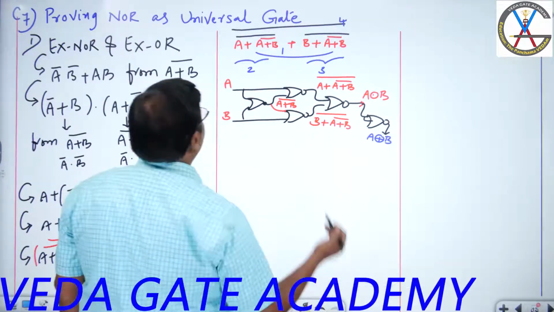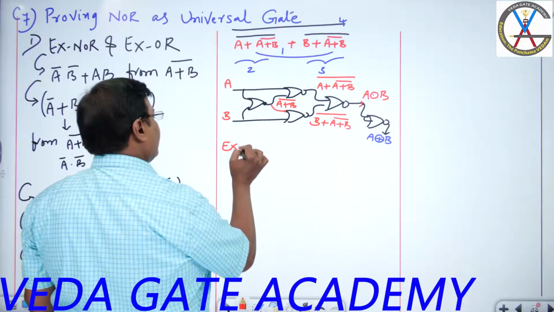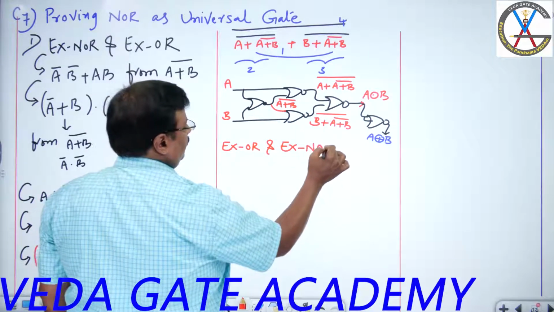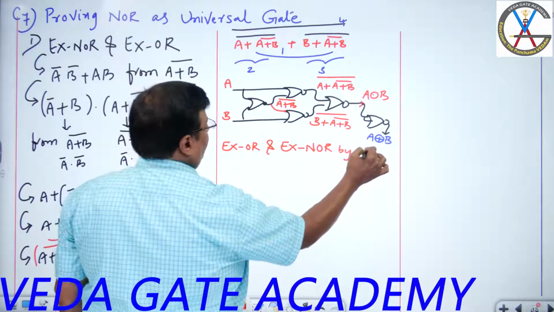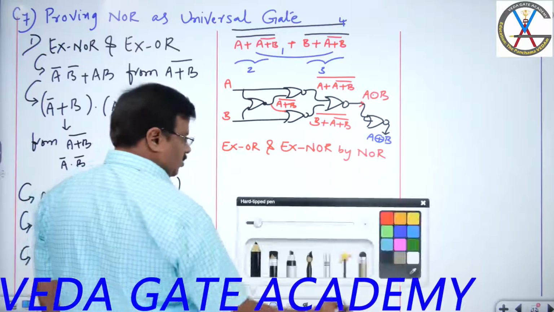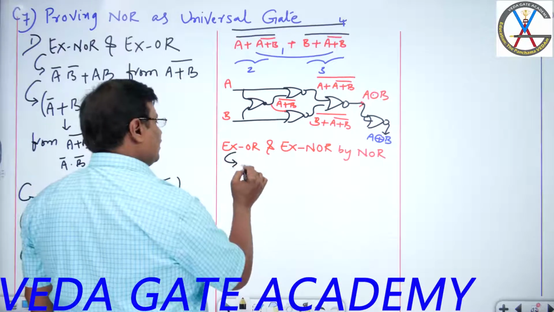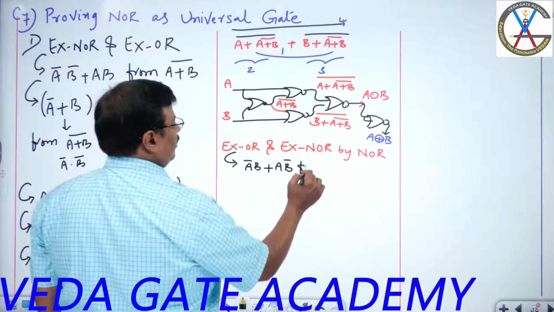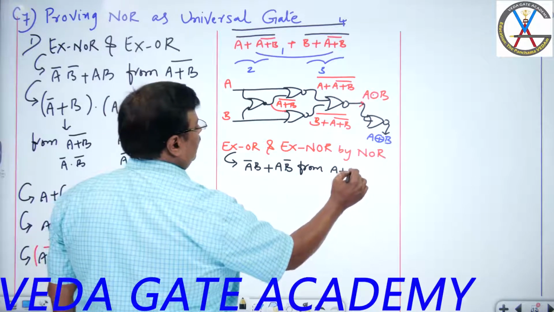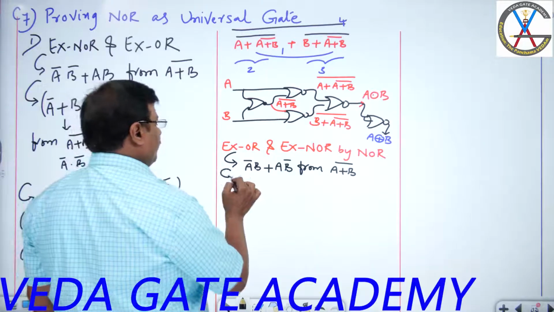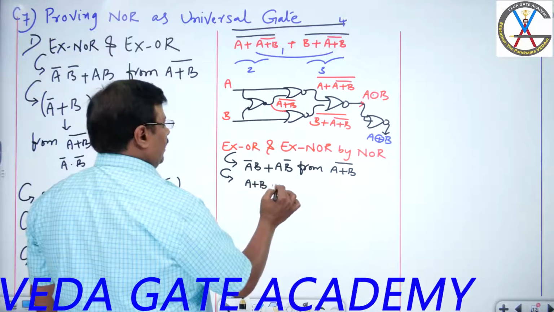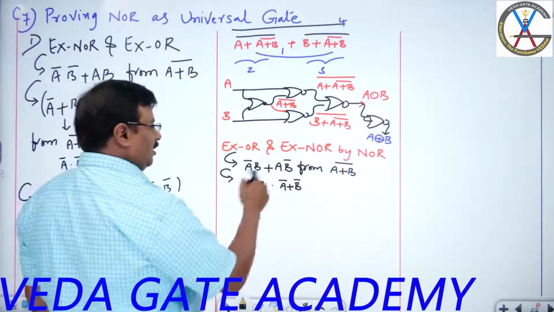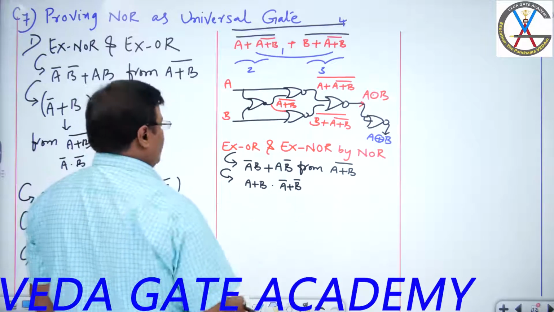Second method, XOR and XNOR by NOR. XOR is A bar B plus AB bar. From NOR it is A plus B bar. A plus B into A bar plus B bar. A bar cancel, AB bar, B bar cancel, B A bar. It can be expanded like this.